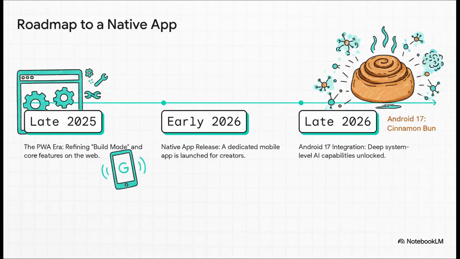And when you put this leak onto a timeline, it all starts to make a whole lot of sense. A native app release in early 2026 lines up perfectly with the launch of Android 17 later that year, which is reportedly codenamed Cinnamon Bun and is expected to have massive AI features built right into the OS. That can't be a coincidence, right?